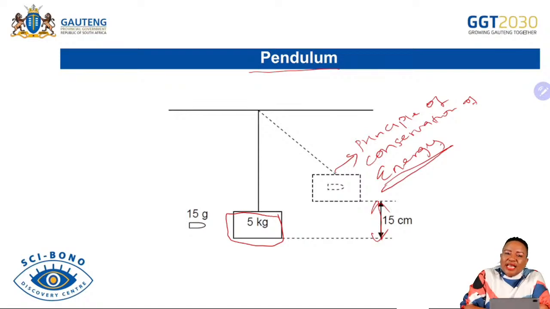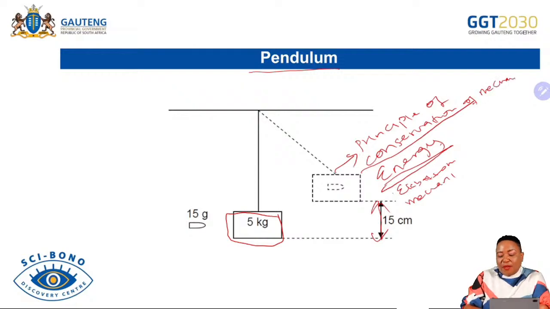What did we say about the principle of conservation of energy? We are saying that in an isolated system, energy is being conserved. It is the principle of conservation of mechanical energy, not chemical. Mechanical energy in an isolated system remains constant, meaning that throughout the motion of an object, if the system is isolated, we expect the energy to be conserved.